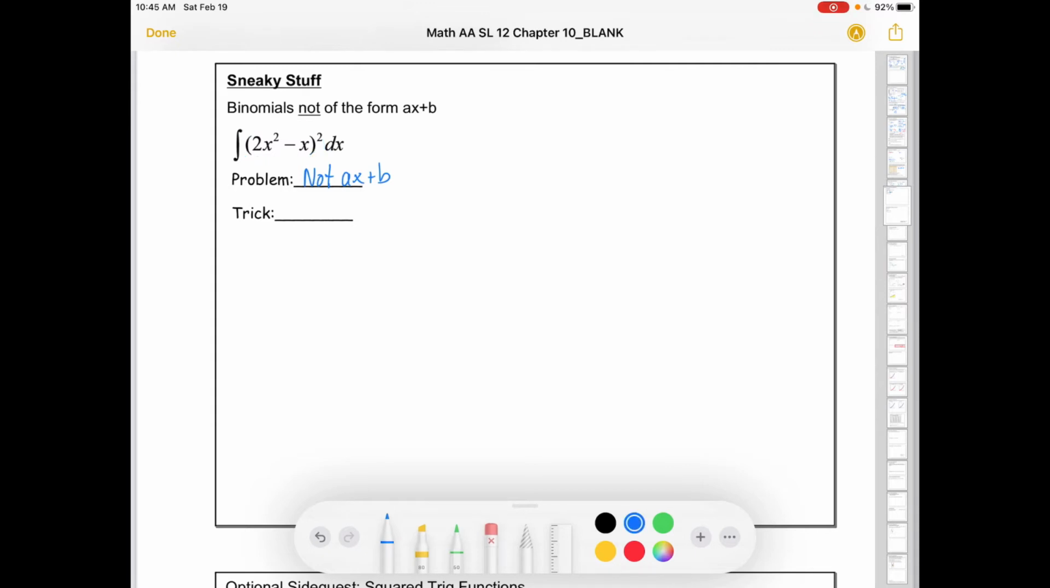What we could do is expand first. So I've got to figure out what 2x squared minus x times itself is. And that would be 4x to the 4 minus 4x to the power of 3 plus x squared. Once it's in this form, it's pretty easy to anti-differentiate or to find the indefinite integral.